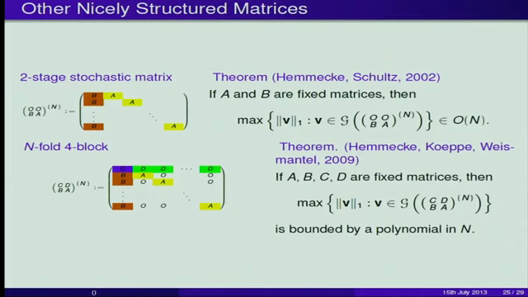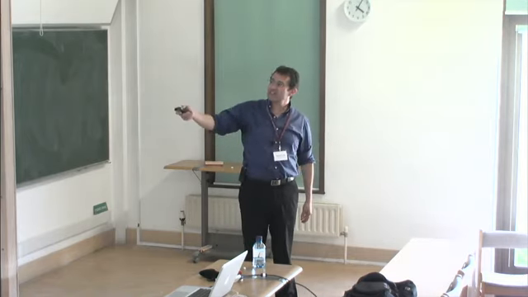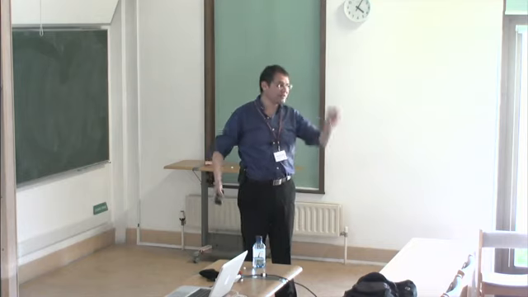So these were already studied in the PhD thesis of Raymond Hemmecke. More recently, there was a generalization of n-fold matrices to what the authors call n-fold 4-block matrices. These are matrices where you have essentially A, B, C, D. A is still going down the diagonal, B is going this way, D is going this way, and then you have a copy of C.